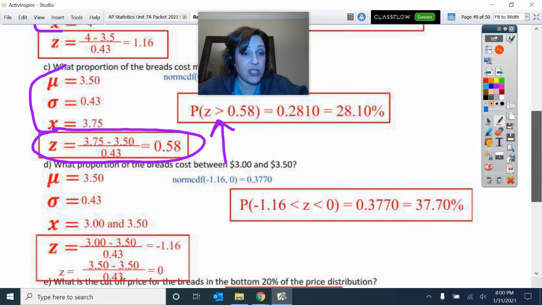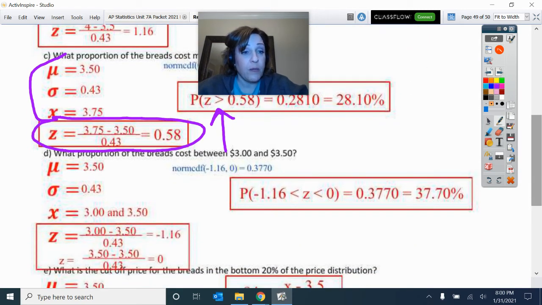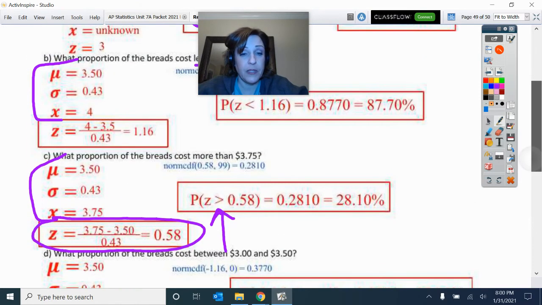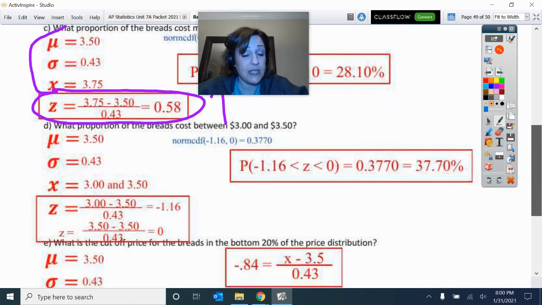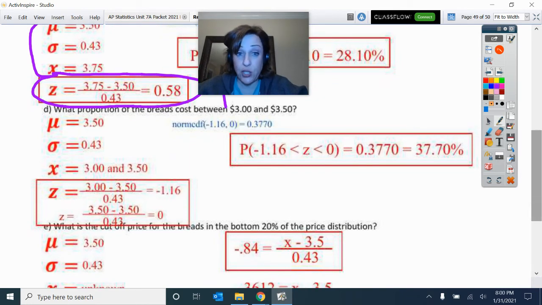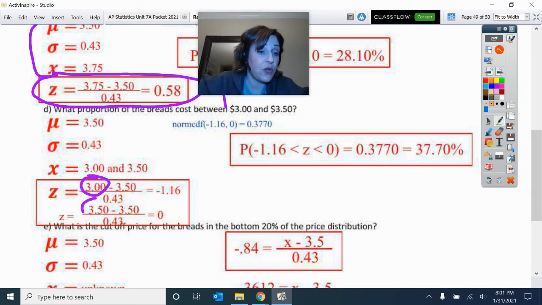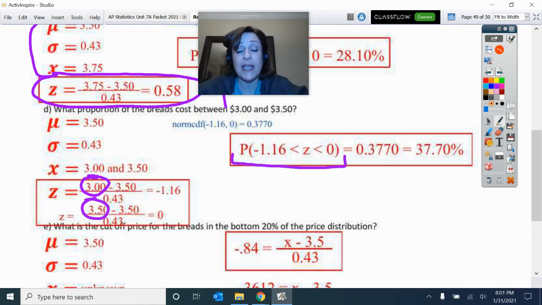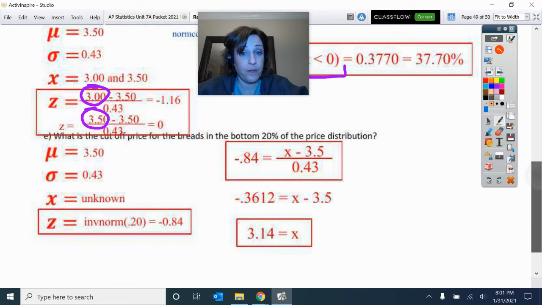So I got that that was just a z-score of 0.58. So then that's 28.10%. Oh, now looky here. We have 2 x values. We want the cost of the breads that are between $3 and $3.50. So once again, we have 2 z-scores, and then we find that area in between those. So I norm CDF from the lower one, negative 1.16, to 0.